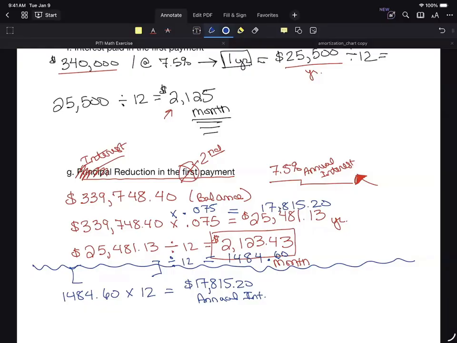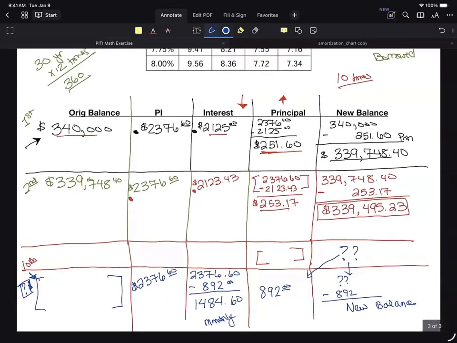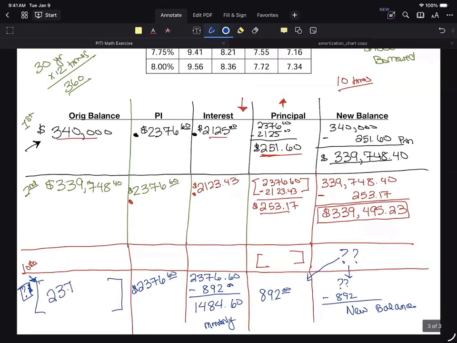We're going to now take this 17,815.20 and divide by 0.075. When you do that, we get 237,536. There you go. So 237,536. Boom. Wow. It's all the math is related. It all kind of goes through.